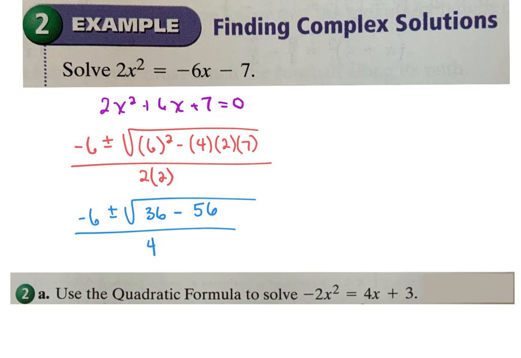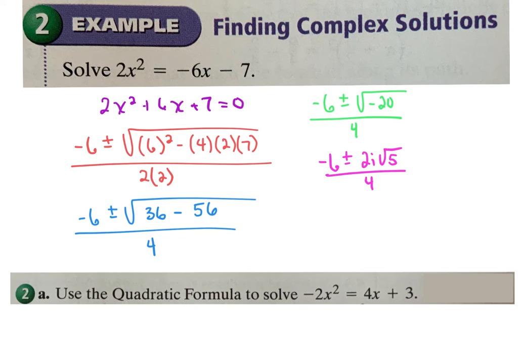Yeah. And so when I do that, I'm going to get negative 6 plus or minus the square root of what? Negative 20, all over 4. And so negative 20 is going to be 4 times 5, so we're going to take out a 2i, right? So we have negative 6 plus or minus 2i square root of 5, all over 4.